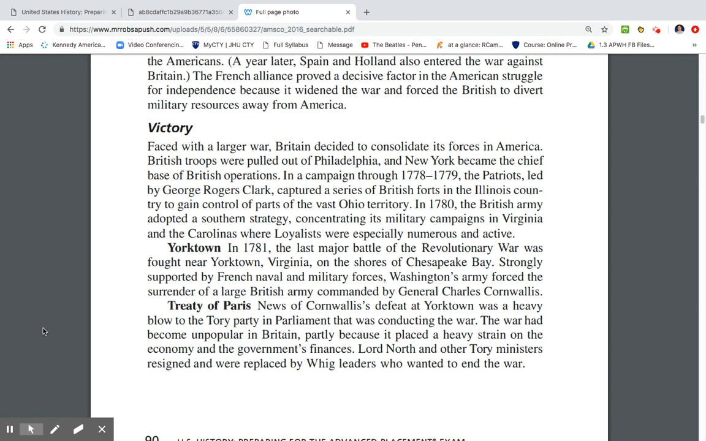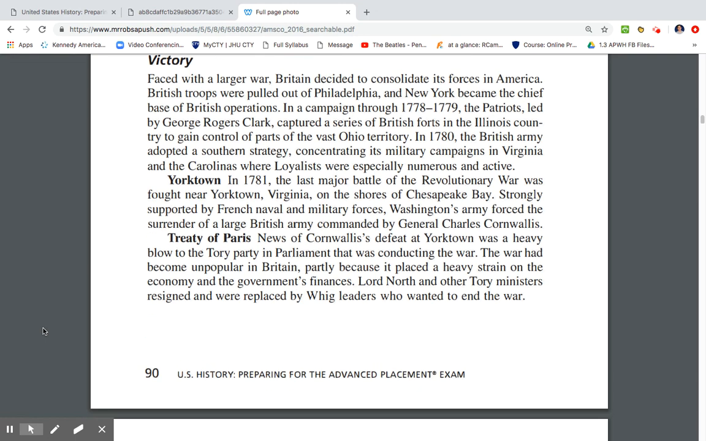Yorktown was an important battle in 1781. It was the last major battle of the Revolutionary War, fought near Yorktown, Virginia, on the shores of Chesapeake Bay. Strongly supported by the French naval and military forces, Washington's army forced the surrender of a large British army commanded by General Charles Cornwallis. News of Cornwallis' defeat at Yorktown was a heavy blow to the Tory party in Parliament that was conducting the war.